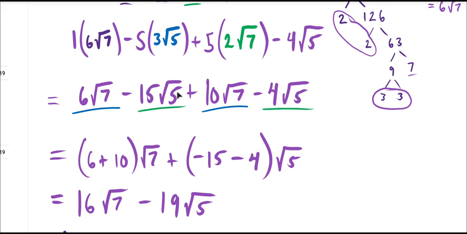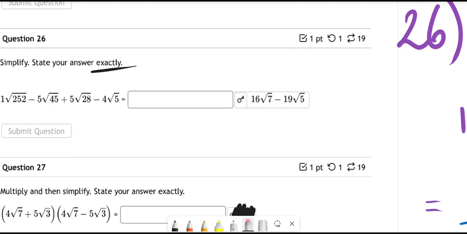Now, our radical 5s are here and here. We could group them together. Minus 15 and minus 4 are the coefficients. We can group our square roots of 7 in the same way. 10 plus 6 give me 16 radical 7, and minus 15 minus 4 gives me minus 19 radical 5. Is that correct? You better believe it.